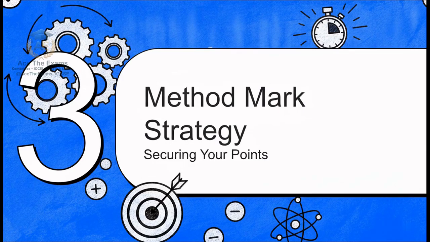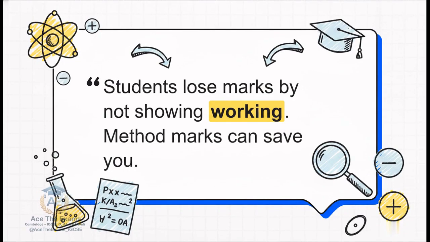Section 3. The Method Mark Strategy. This is all about securing your points systematically, without relying on just getting the final number right. I really want you to read this powerful soundbite directly from an examiner alert. It says, students lose marks by not showing working. Even if your final answer is wrong, method marks can save you.